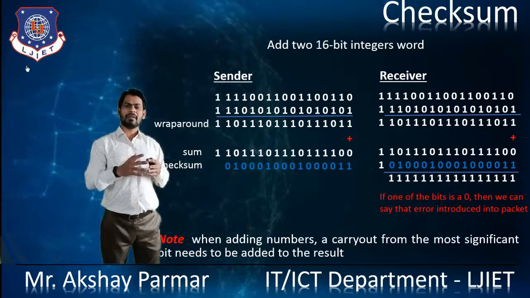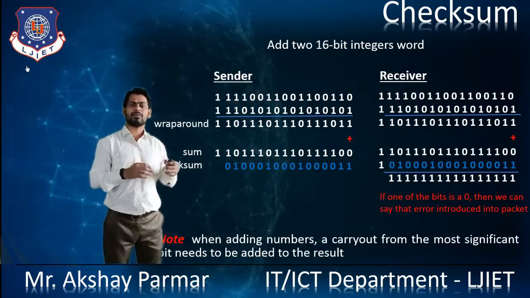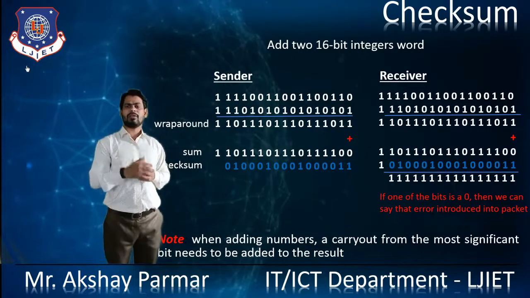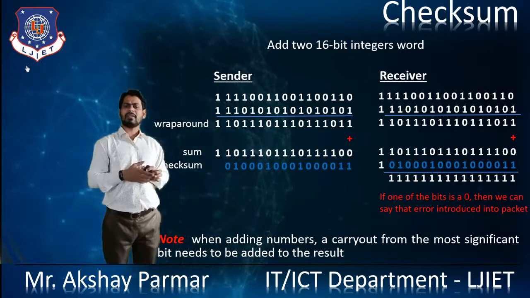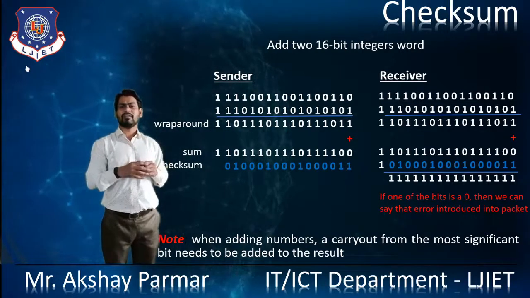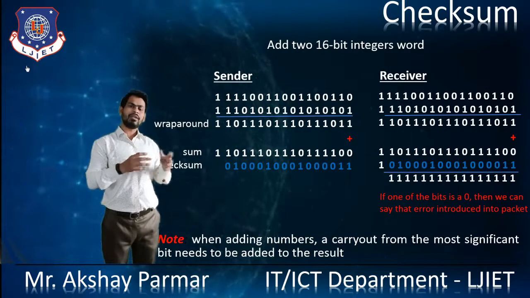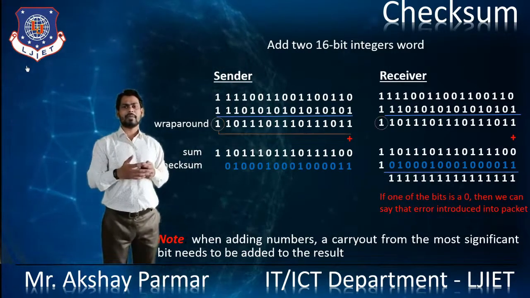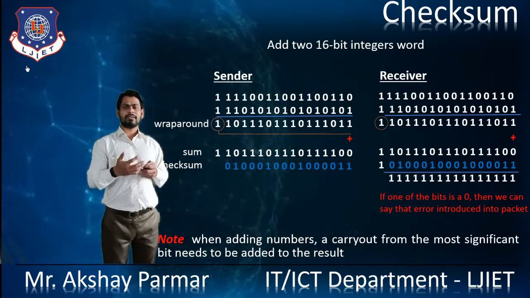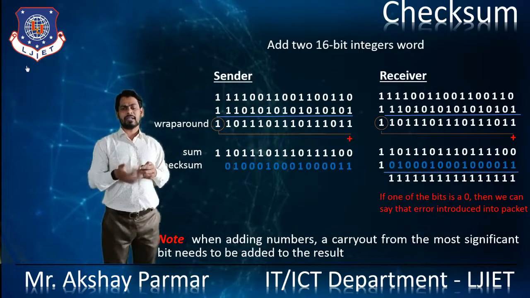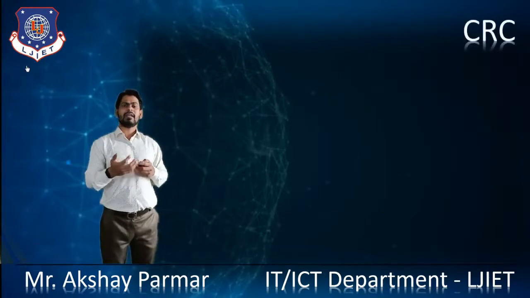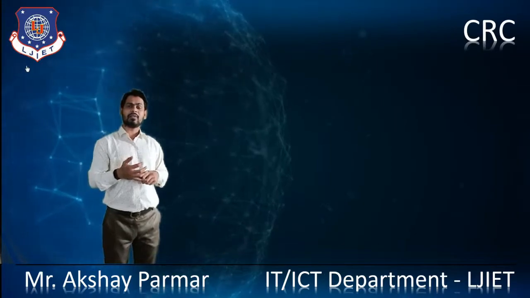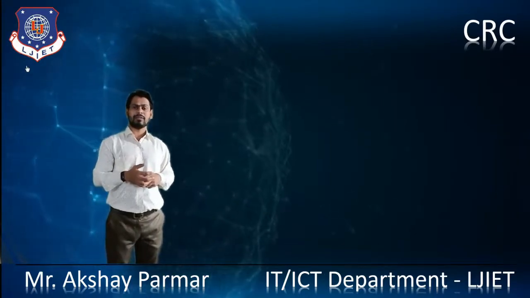Note, when adding numbers, the carry out from the most significant bit needs to be added to the result. So note down one thing: when adding the numbers, the carry out from the most significant bit needs to be added to the result. That's how the checksum works. That is the actual working of the checksum that we have seen. The checksum works at the network layer and the transport layer, rather than at the data link layer.